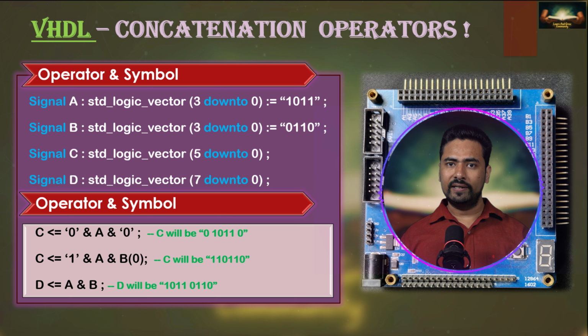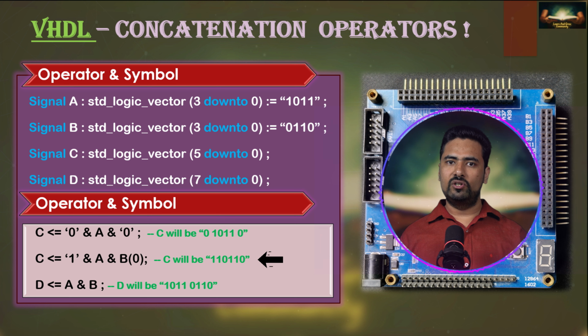Now the most important thing is that A has 4 bits and we added 1 bit at the start and 1 bit at the end. So it becomes 6-bit data. Hence, the target signal must have std_logic_vector data type with a length of 6 bits. Like here, our signal C is 6 bits in length. In case it does not match the 6-bit length, then this statement will give you a compilation error. Let's look at another example.